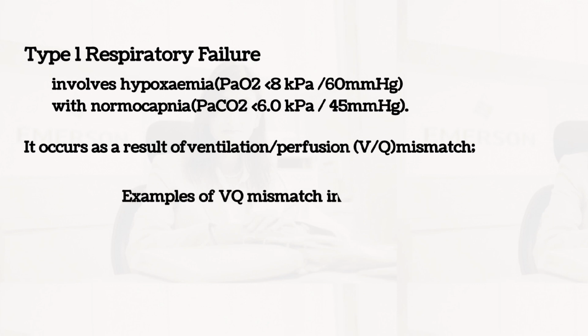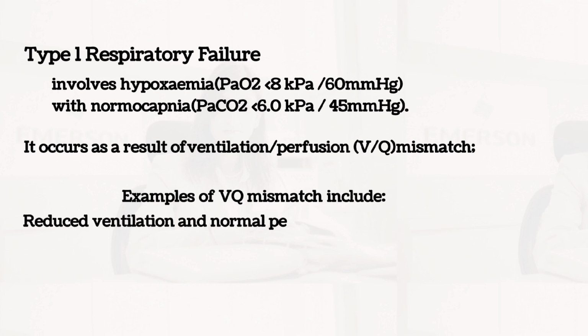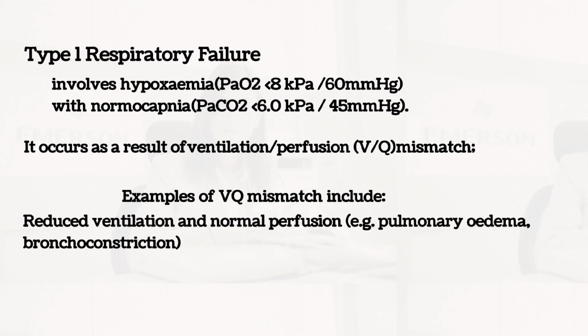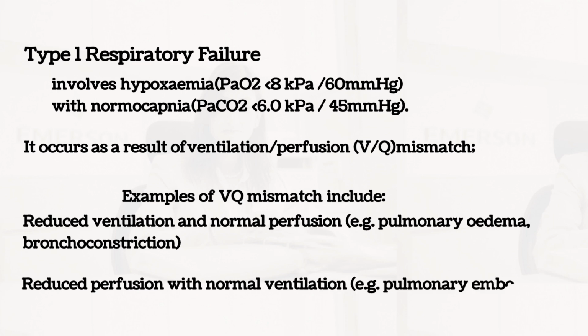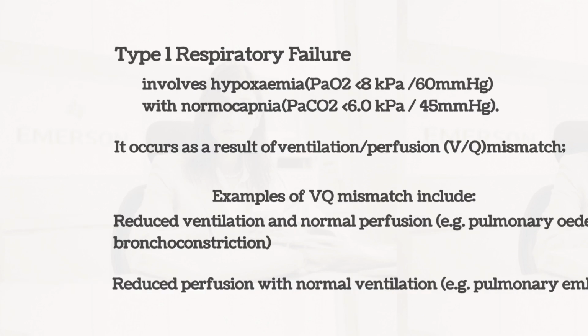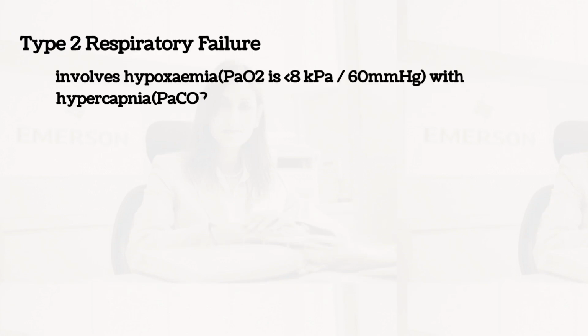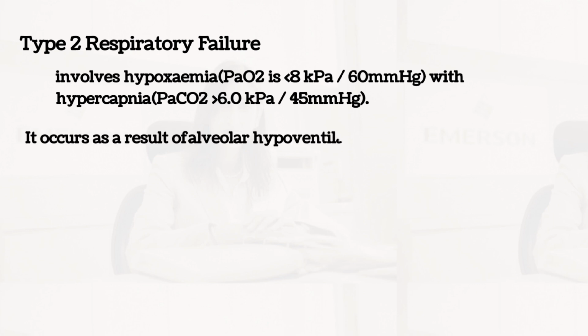Examples of VQ mismatch include reduced ventilation and normal perfusion, e.g. pulmonary edema, bronchoconstriction. Reduced perfusion with normal ventilation, e.g. pulmonary embolism. Then for Type 2 respiratory failure. Please know that Type 2 respiratory failure involves hypoxemia, PaO2 less than 8 kPa, 60 mm of mercury, with hypercapnia, PaCO2 greater than 6.0 kPa, 45 mm of mercury.